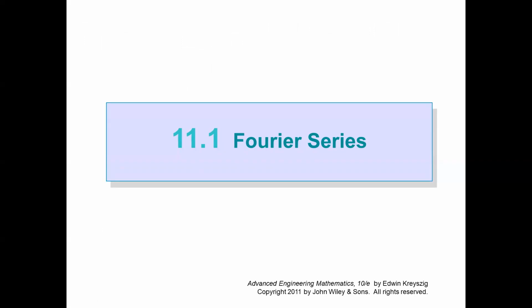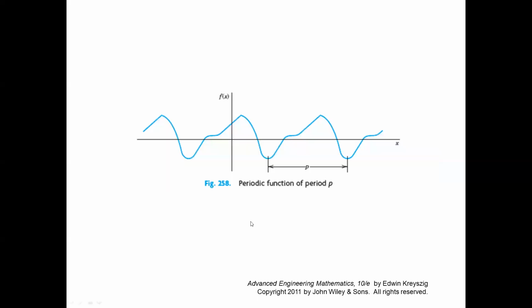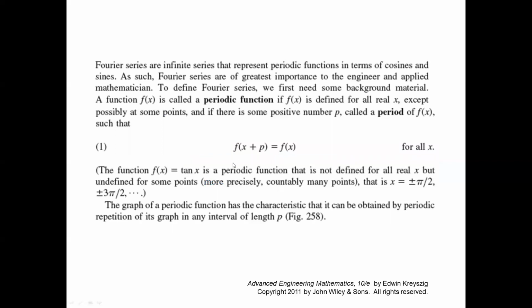And we have to learn what is a periodic function. The shape of the periodic function repeats itself with period equals p. Mathematically speaking, we can represent a periodic function with period p in this way: f evaluated at x plus p equals f at x.